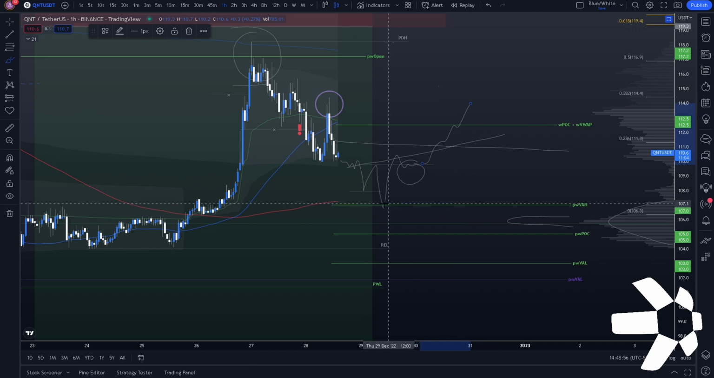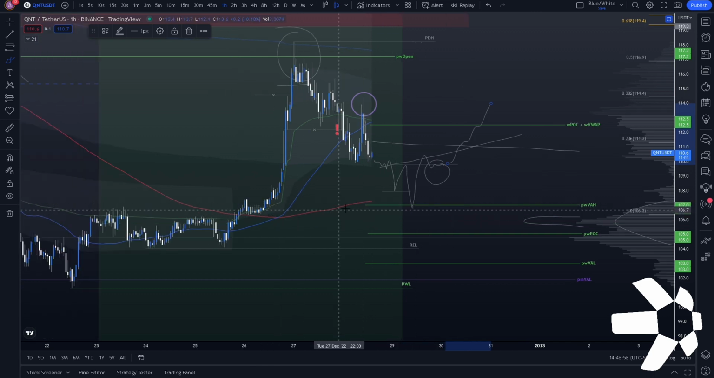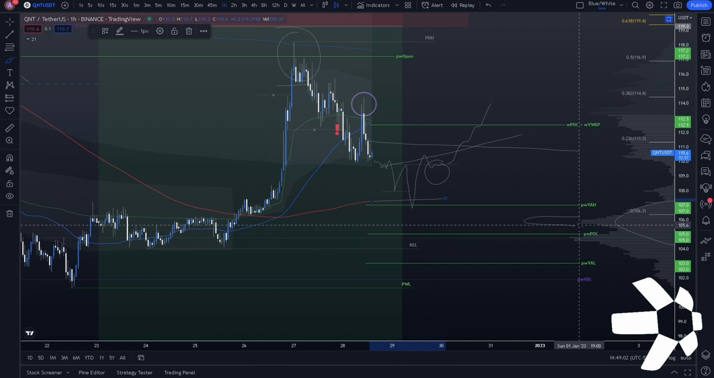And ideally, at the moment we have our 200 moving average right here on the 1 hour, coming down, and then we do have some volume nodes right here, and our previous week value area high to find some sort of support on.